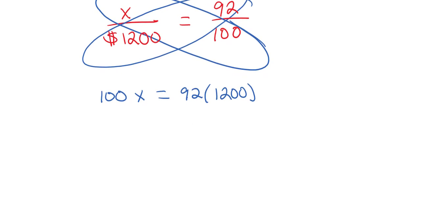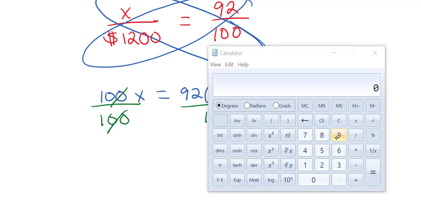Now, in order to get x by itself, we just divide by 100 on both sides. This gets rid of it on the left-hand side. And now we can solve for x. Let's get our calculators out. We have 92 times 1,200, then we divide by 100, and we get 1,104.